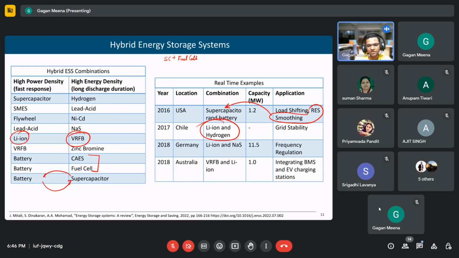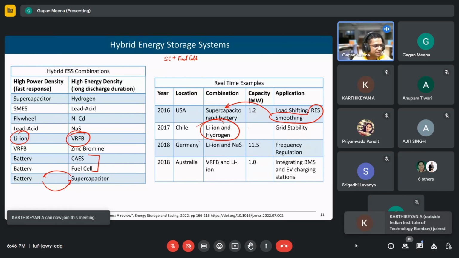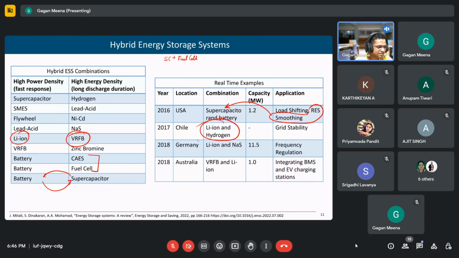Then lithium ion and hydrogen for grid stability. Hydrogen's power density is not that high, it's very low, but energy density is high. So hydrogen can provide very long discharge durations. That is why hydrogen has been considered as a seasonal storage. It can provide discharge duration of more than 100 hours. And one example is sodium sulfur and lithium ion for frequency regulation.